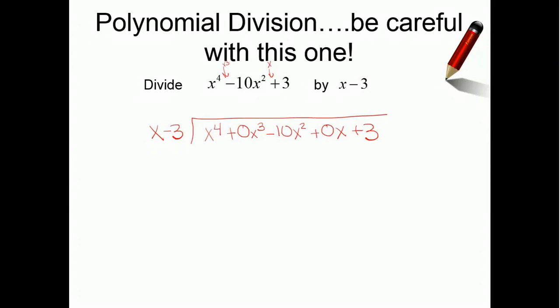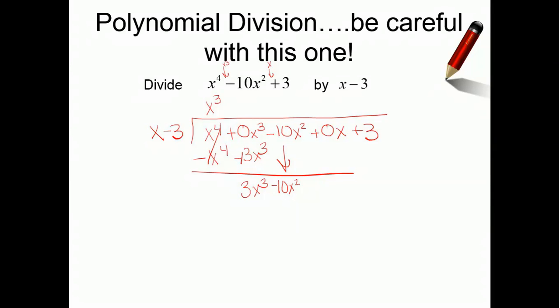So x times something needs to give me x to the 4th, x cubed, right? So x cubed times x is x to the 4th. X cubed times negative 3 is negative 3x cubed. Don't forget, change your signs. That's gone. I'm going to get 3x cubed. Let's take that negative 10x squared and drop him down.